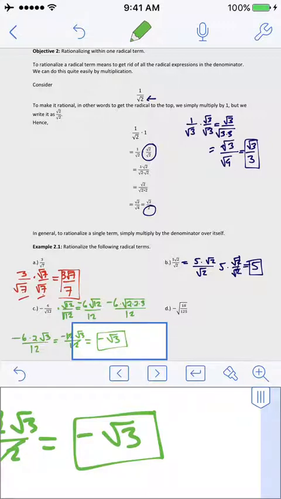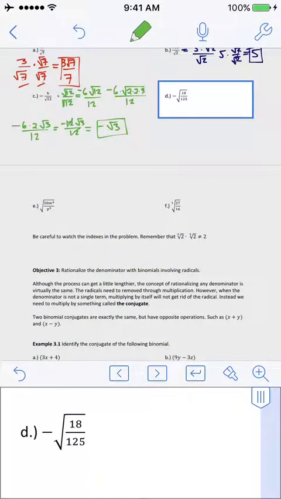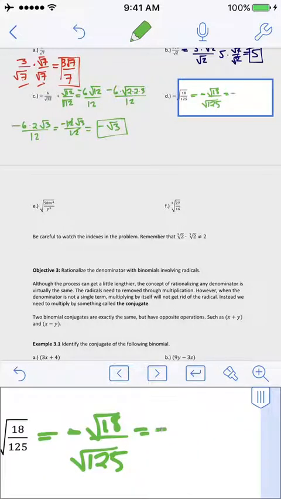Let's do a couple more. Negative root 18 over 125. Again, this one, let's try it. So first let's apply the quotient rule. Let's keep all those other tools in mind. So this would be negative root 18 over root 125. Do I need to rationalize? No, because root 125 is, no it's not, that's a cube root, just kidding. I do need to rationalize. Yep, the square root of 125 is not 5. I was mistaken, that's the cube root, right? So we need to rationalize this.